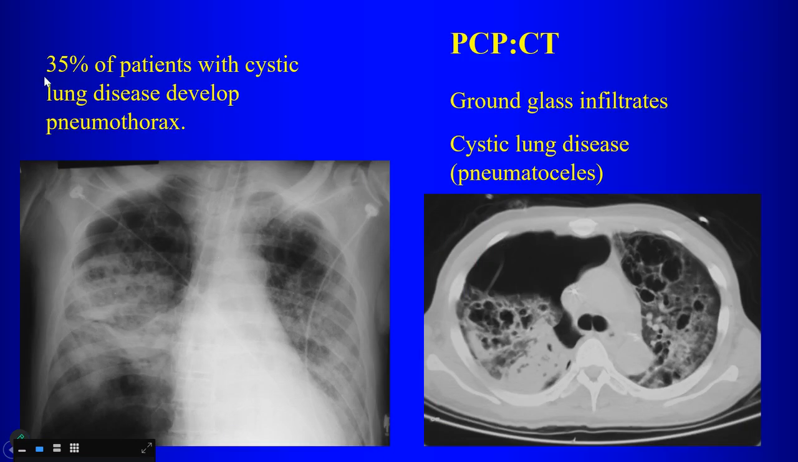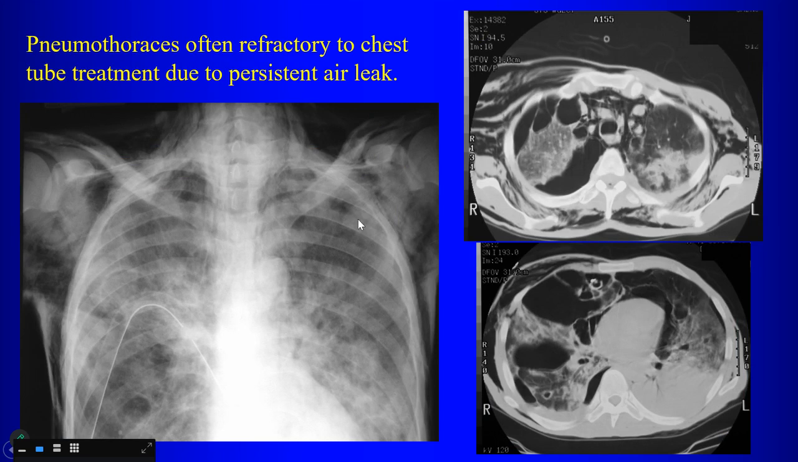Okay? So pneumothorax is a complication if they develop pneumatoceles, right? And often these pneumothoraces are large and refractory to treatment. They can be very hard to treat. These patients don't heal very well. So pneumothoraces can be a complication from pneumatoceles in these patients.